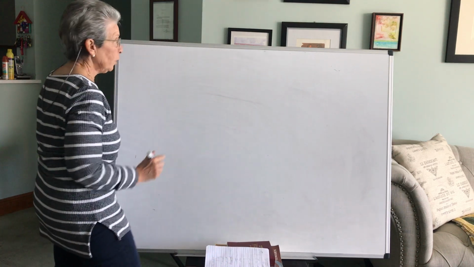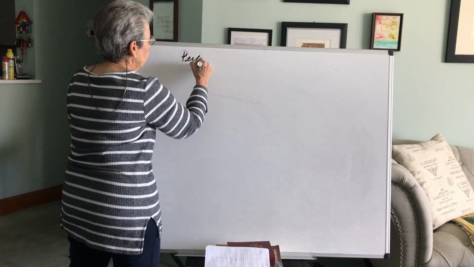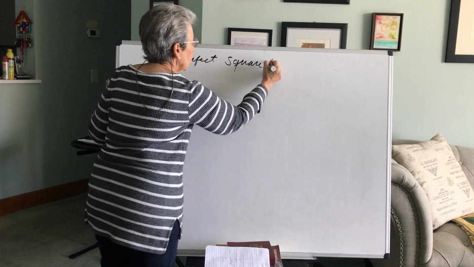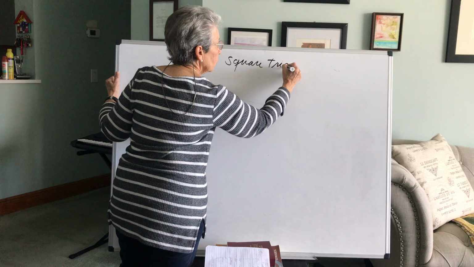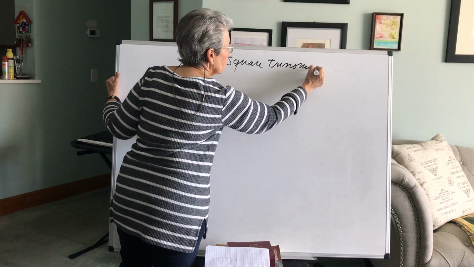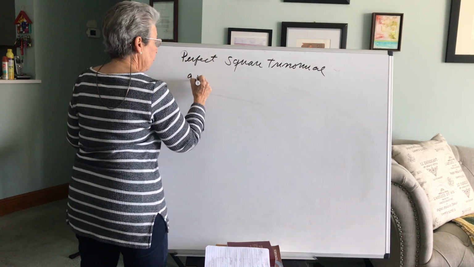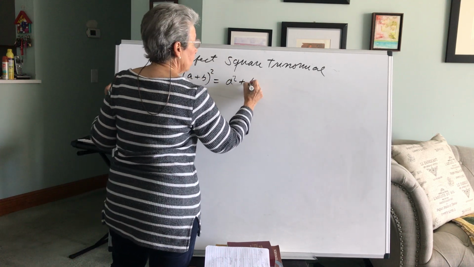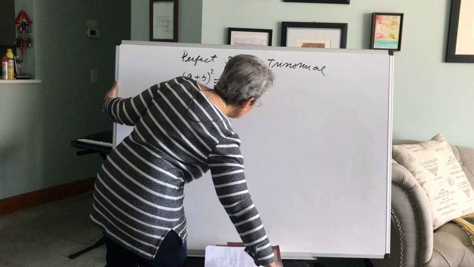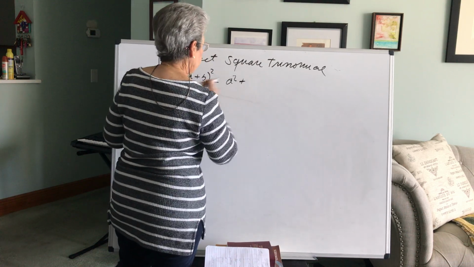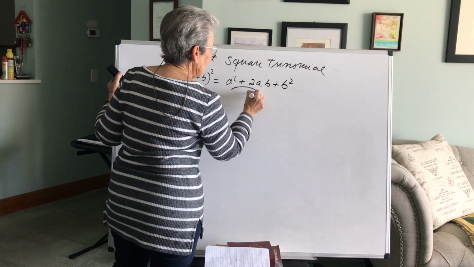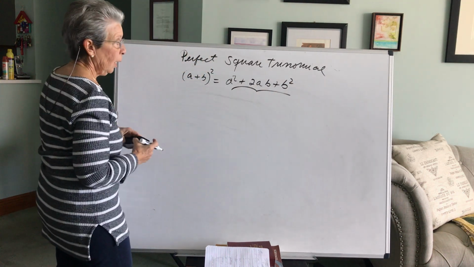Factoring the perfect square trinomial. Do you remember a plus b to the second power is a squared plus 2ab plus b squared? This is the perfect square trinomial.